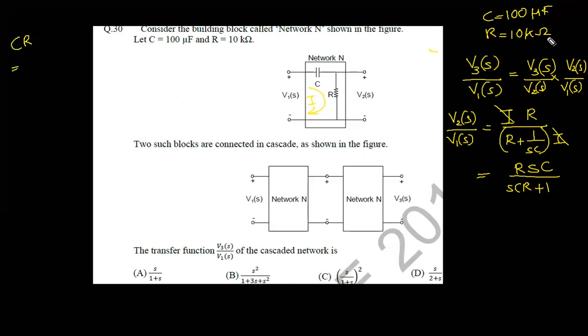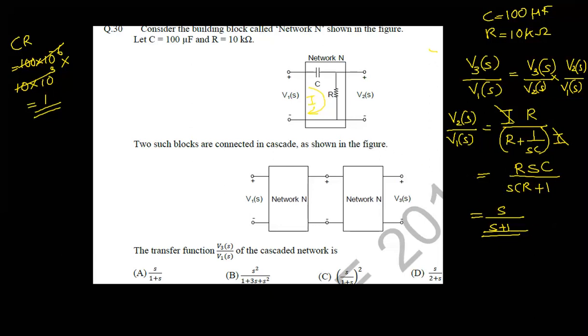C is, I mentioned, 100 microfarad, so 100 into 10 raised to minus 6, into 10 kilo ohm, so 10 into 10 raised to 3. This is 10 raised to 4, 10 raised to 5, 10 raised to 6, and 10 raised to minus 6 cancel. So RC equals 1, right? So I am substituting it here, S by S plus 1. So V2 of S by V1 of S is S by S plus 1.